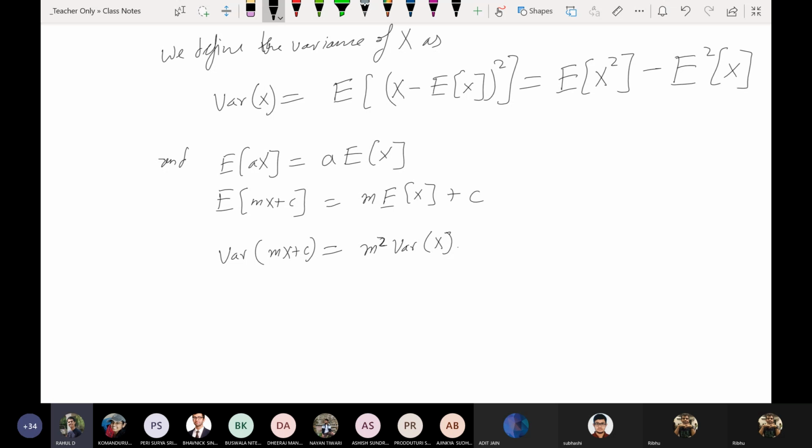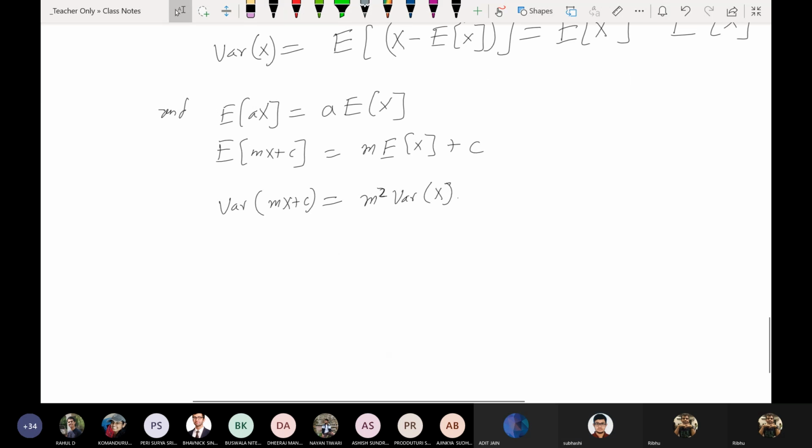You know where does the c go? Sir, a constant function doesn't have any variance. Yes. You know why is that? Because whatever point we take and subtract the mean from it, its value is already the mean.